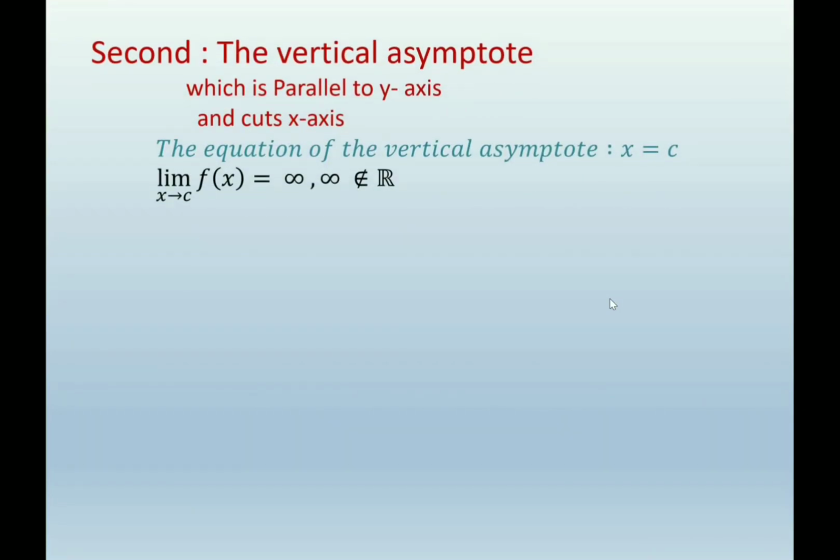Let's go to the second type, which is the vertical asymptote. The vertical asymptote is parallel to the y-axis and cuts the x-axis. The equation of the vertical asymptote should be written as x equals c, and c is a real number. We can find it by the limit when x approaches that c for the function f of x, and the function will go to infinity. And infinity is not real.